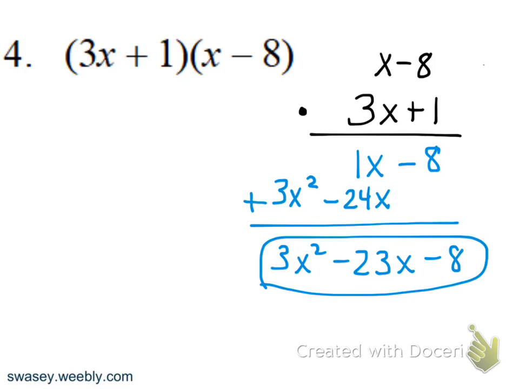So again, this vertical method is another choice. So either you can do the box method, or sometimes we call it the area method. You can distribute twice, or you can write it vertically and try to connect that to vertical multiplication, which is multiple digits.